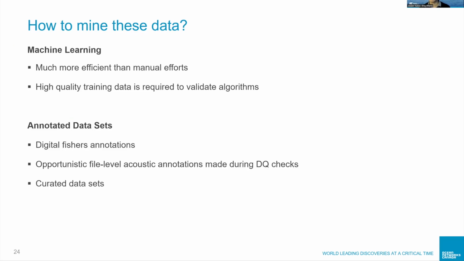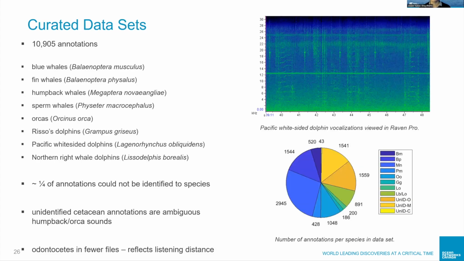And there's quite a few different data sets we have. For now, with image and video, we have the digital fishers annotations. There's the annotations from CScribe and CTube, both for video. And for acoustic data, we have opportunistic file level annotation checks that we make during our data quality checks. And we're also starting to produce curated data sets, which is, as I'm sure you can imagine, very slow going, but they're coming. So one such data set has already been produced.